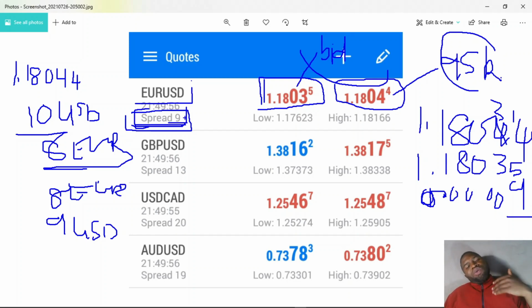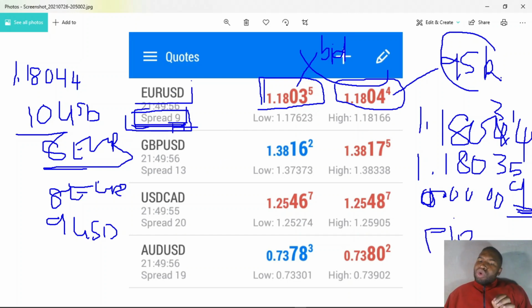It's because when the broker is quoting the spread in this forex quote, they are quoting it in terms of points. So the last digit here gives you the number of points. So you get a spread that is saying 9. In other words, that is telling you that the spread on Euro USD is actually 9 points. And also some brokers might not quote the spread in terms of points. They might quote in terms of pips.